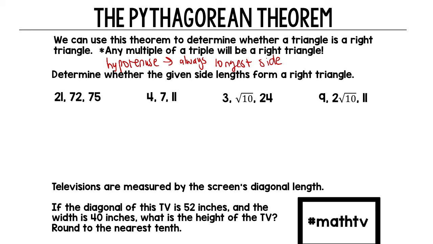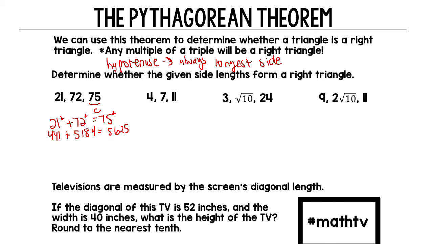So whatever our biggest number is, that's going to be our hypotenuse. So we want to see if 21 squared plus 72 squared could possibly equal 75 squared. Well, 21 squared is 441. 72 squared is 5184. And 75 squared is 5625. I did these all just with my calculator.